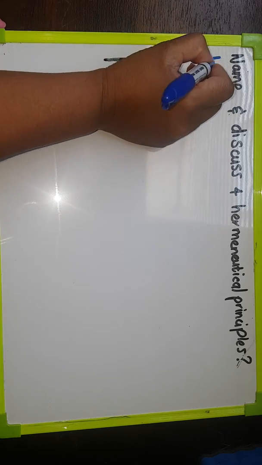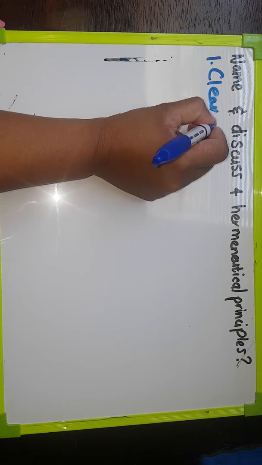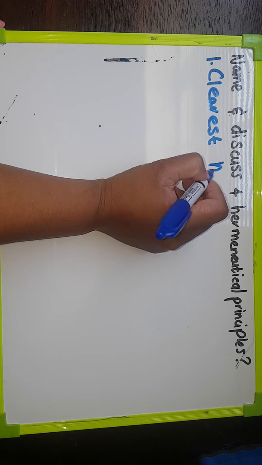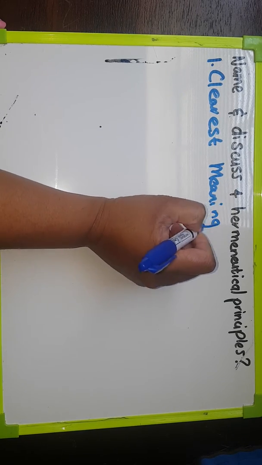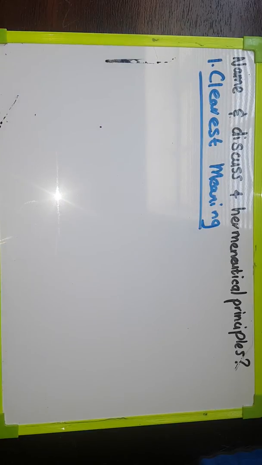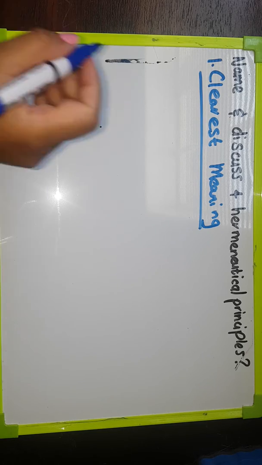Number 1. Clearest meaning. Now, I'm giving you the hermeneutical principle. I'll talk a bit about it, and you need to go and discuss it further in your own words. Okay, so clearest meaning basically means the meaning that you get from reading the text, exactly what it says. For example, a religious text might say, don't do this or you will go to hell. So that's basically what clearest meaning means.